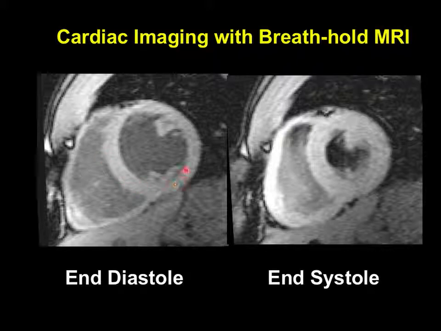End diastole, the blood chamber is as full as it's going to be. And then at end systole, the blood chamber is as empty as it's going to be. And you can calculate quite simply the ejection fraction, the amount of blood that's ejected. Also, you can look at the dimension of the muscle here at end diastole and look at it at end systole and get radial thickening from this signal.